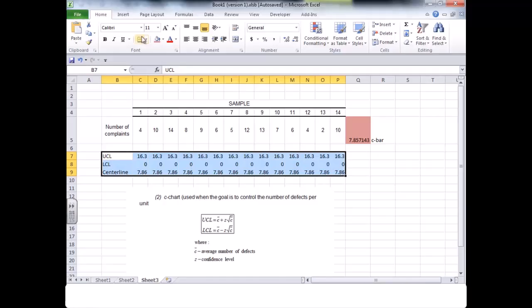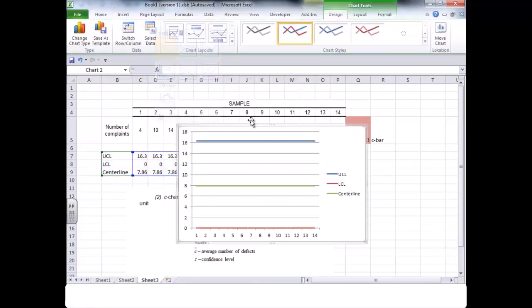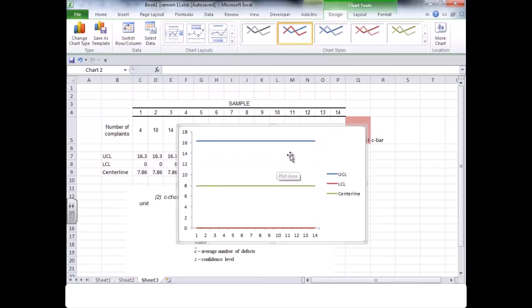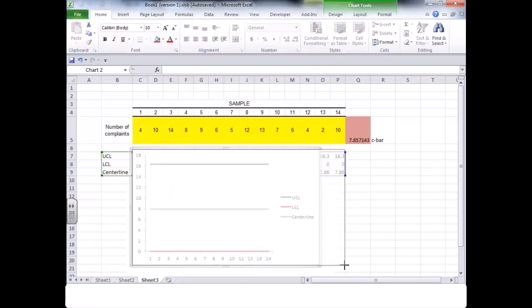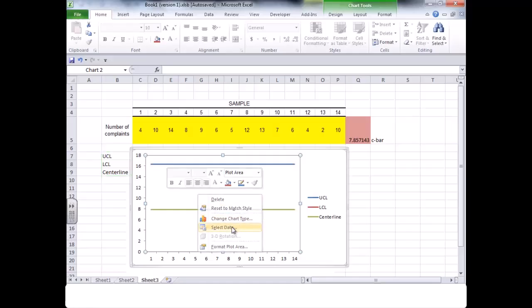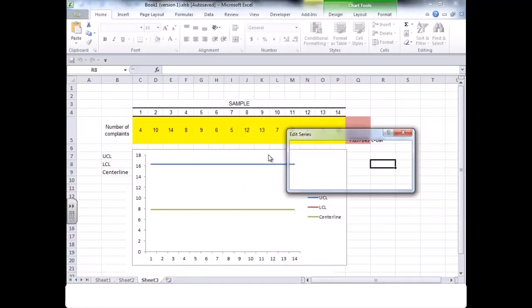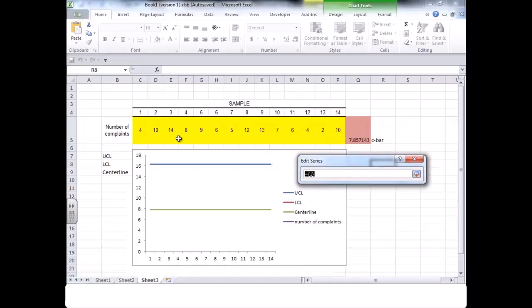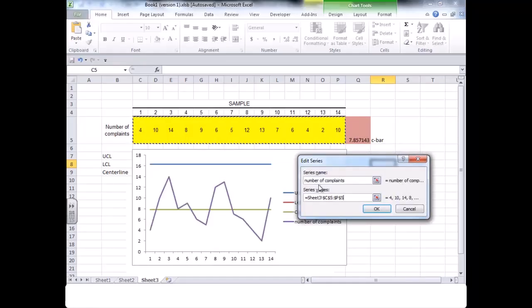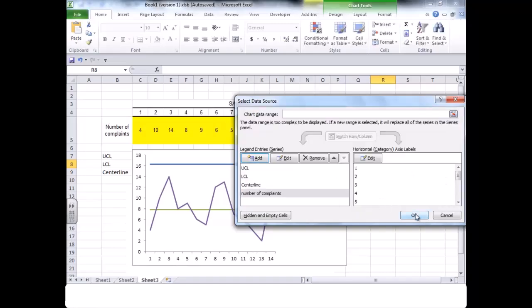Then we insert a line chart, and there's our basic chart on which we will plot these numbers. Right-click, select data. I'm going to add another series, and I'll call this number of complaints. The series values are found from C5 to P5. There you go.